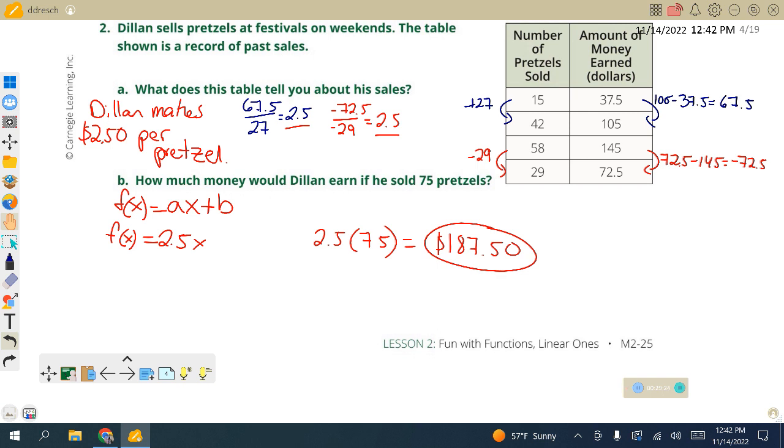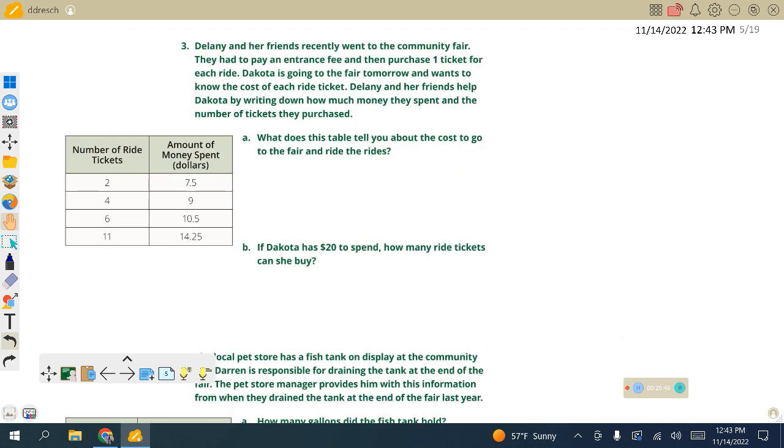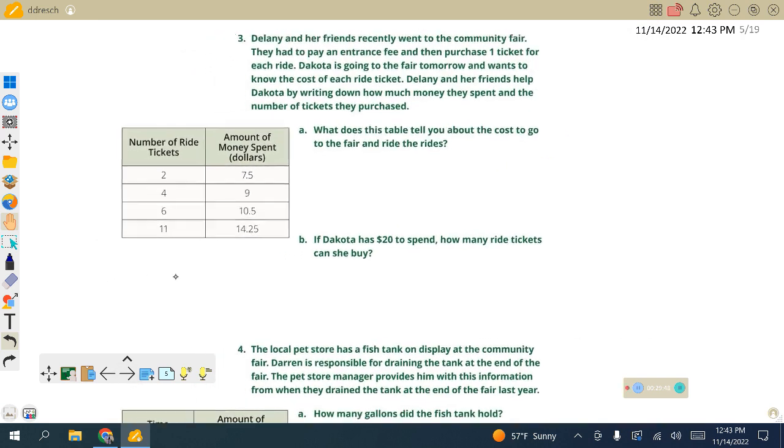Read that first one up at the top, number 3, I think it is. Now, glancing at that table again, it's just hard to sometimes determine if it's linear or not. Now, all the ones that we're doing here on these word problems, I'm just going to straight tell you, they're going to be linear. What I want you to be able to do is calculate that slope starting there. So let's go back and read through Delaney then.